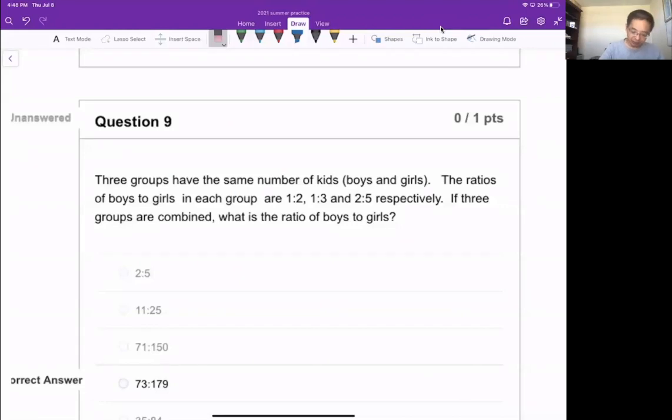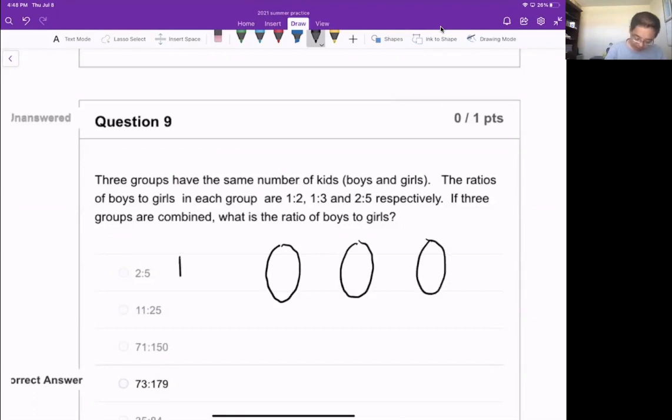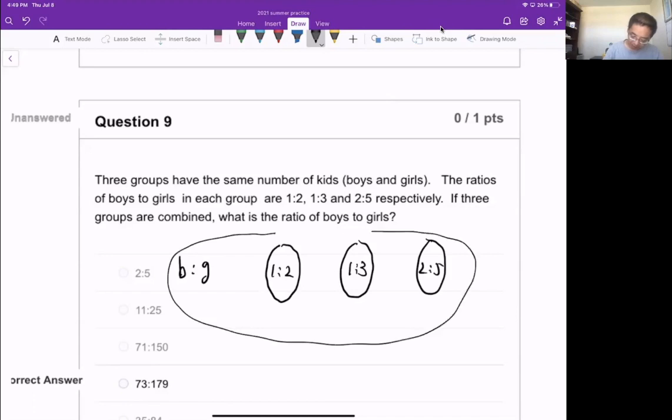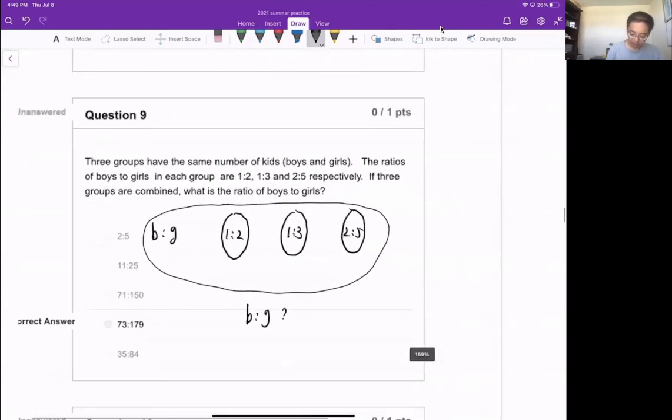Question 9. 3 groups have the same number of kids. Group 1, group 2, and group 3. The ratio of boys to girls in the first group is 1 to 2. The second group is 1 to 3. And the third group is 2 to 5. The question is, if we combine all 3 groups together, what is the ratio of boys to girls?